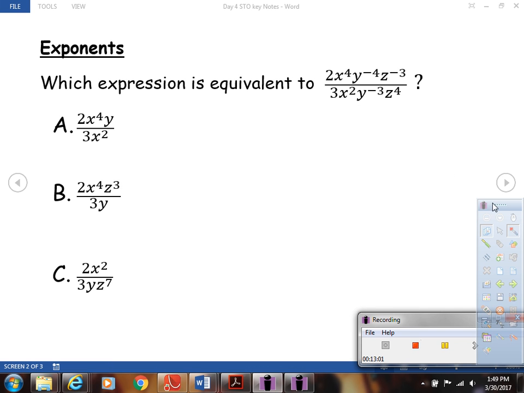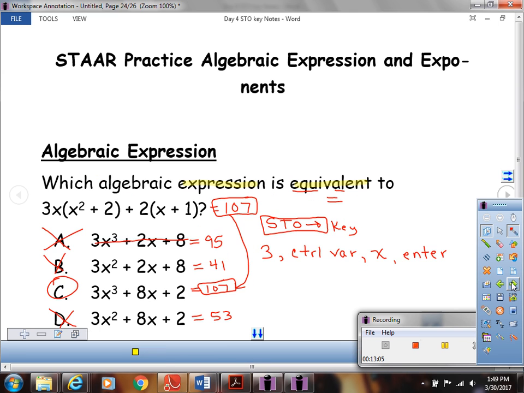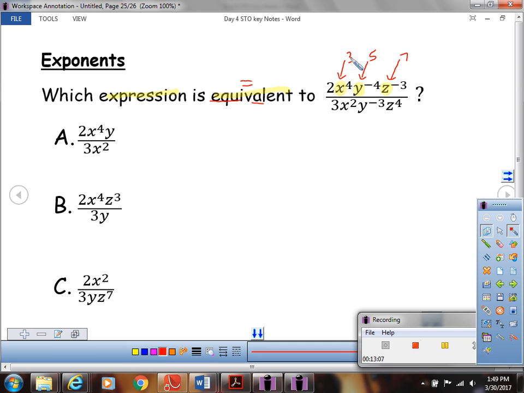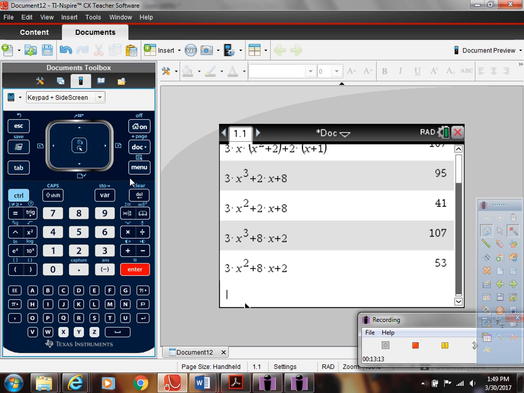So let's go ahead and store. Like I said, we're going to go back to that page, we're going to store 3 for the X, 5 for the Y, 7 for the Z. So let's type it in on the calculator right here. What should we do first?